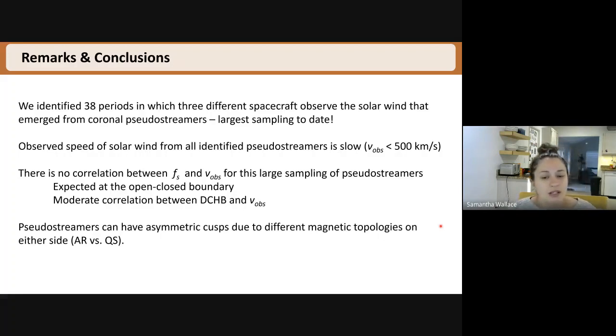So this is kind of expected because we're really only looking at open-closed boundary field lines where the field's constantly opening and closing. So we would expect a stronger relationship between expansion factor and speed if we were really deep inside a coronal hole with even larger coronal hole boundary distances than we saw in the previous plot. So we want to test this in future work.